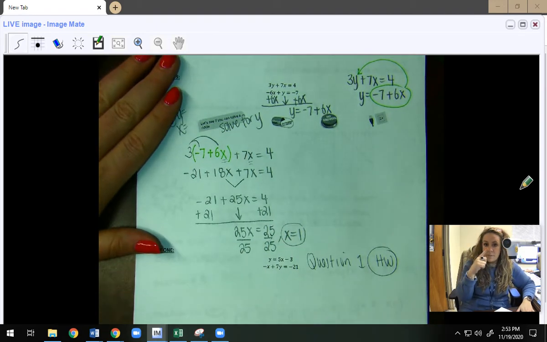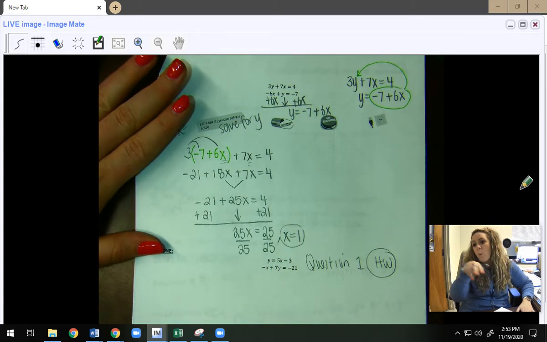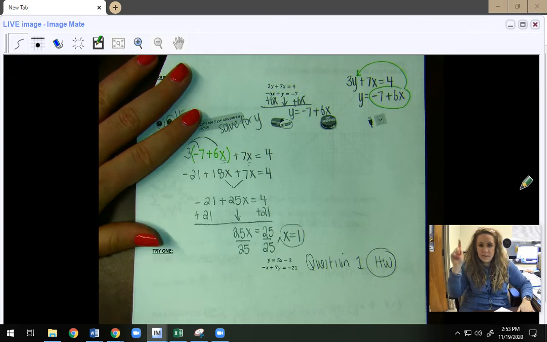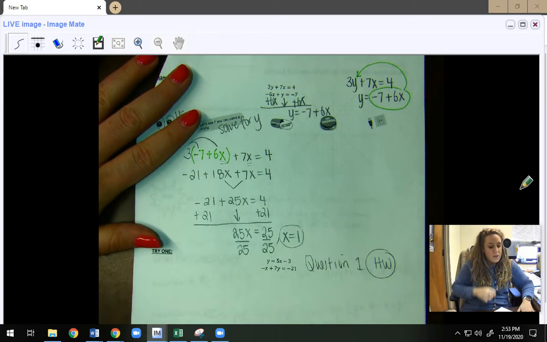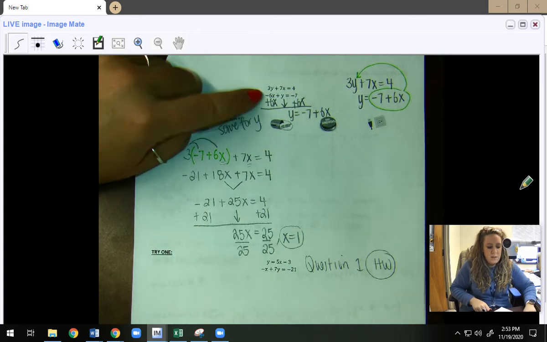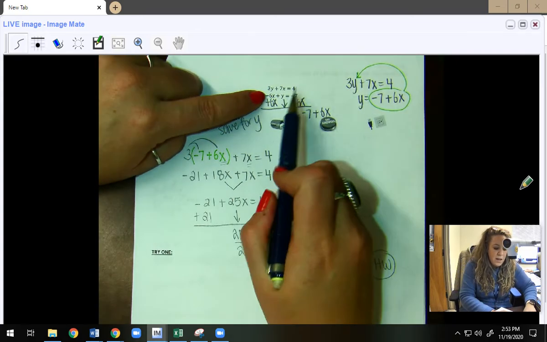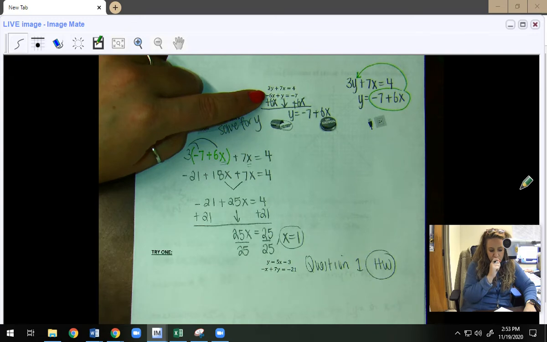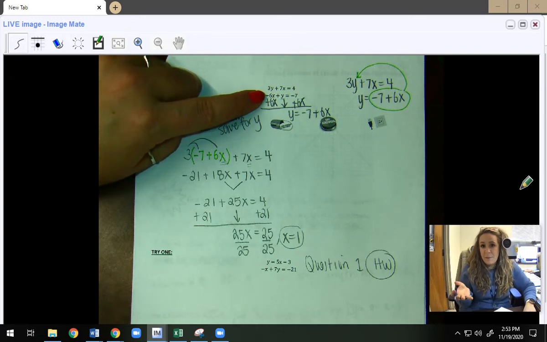Not done. Not done. I have to plug it in because I need the x comma y. The x comma y is the solution to the system. Okay, so let's plug it in. I'm going to plug it in to this bottom one, because this one has y all by itself. And I'm going to solve it.